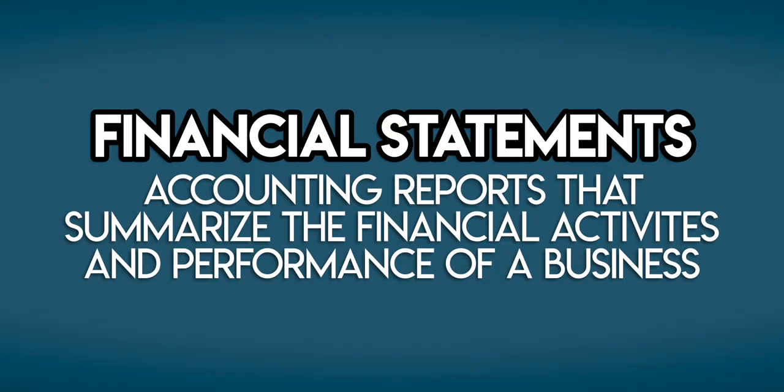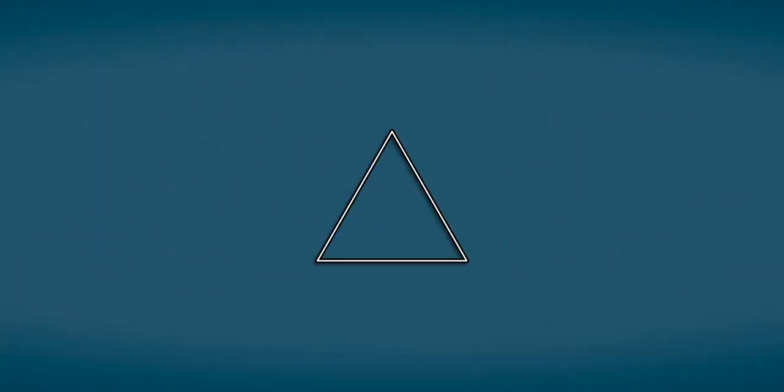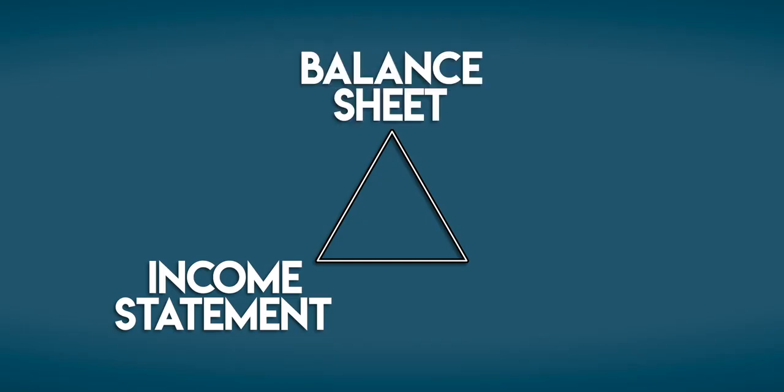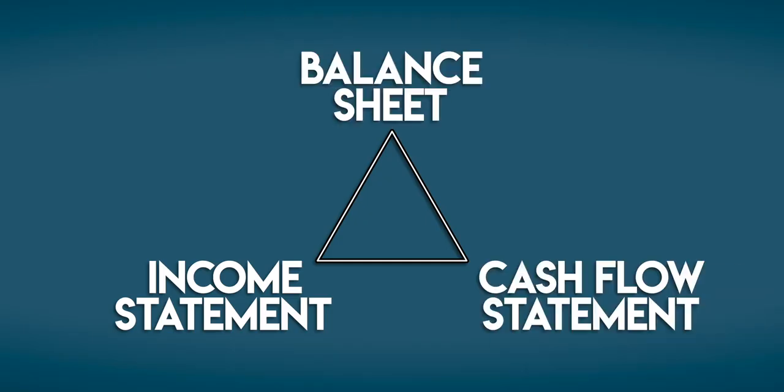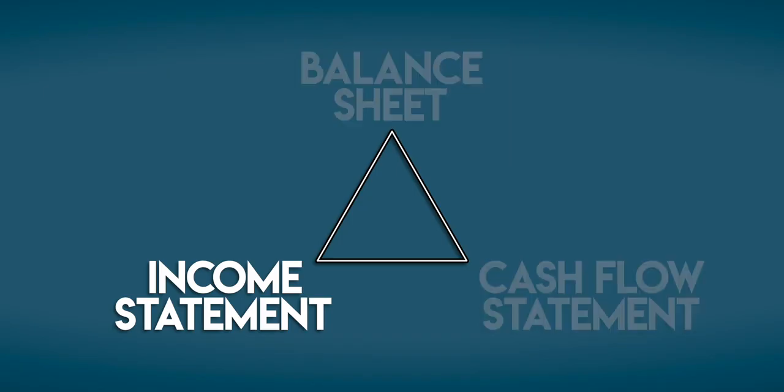Financial statements. Financial ratio analysis begins with financial statements, accounting reports that summarize the financial activities and performance of a business. The 3 main financial statements are the income statement, the balance sheet, and the cash flow statement. However, we can work out most financial ratios using only the income statement and the balance sheet.